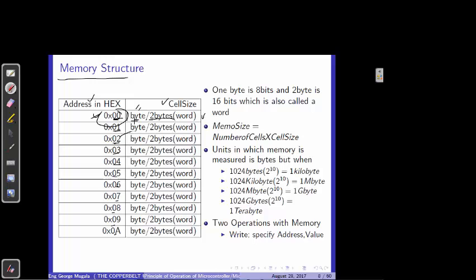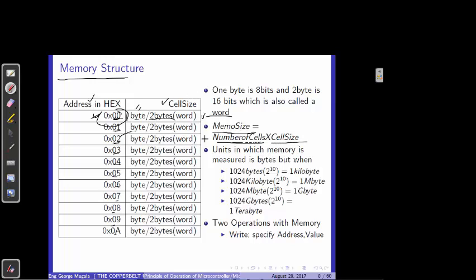Now, we just want to briefly analyze these two. These are the cell sizes, and the cell size is determined by how many bytes or how many bits it can hold. One byte is 8 bits and 2 bytes is 16 bits, which is also called a word. Based on the cell size, we can determine the size of the whole memory structure. The memory size is given as the number of cells, how many of these cells there are, times the cell size.